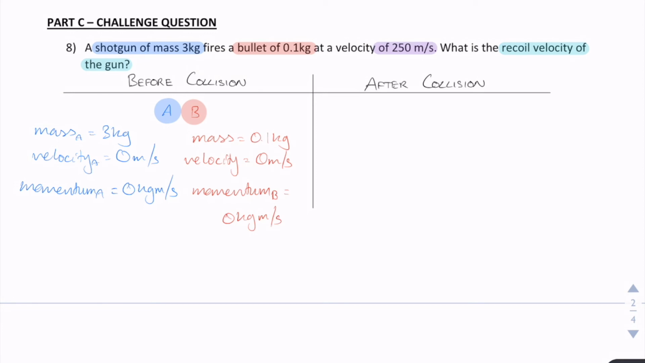So as total initial momentum is equal to the total initial momentum of A and the total initial momentum of B, the total initial momentum is equal to 0 kilogram meters per second. So according to the law of conservation of momentum, we know that the total final momentum is also equal to 0. Let's write that here.